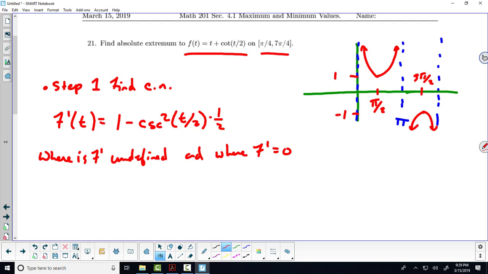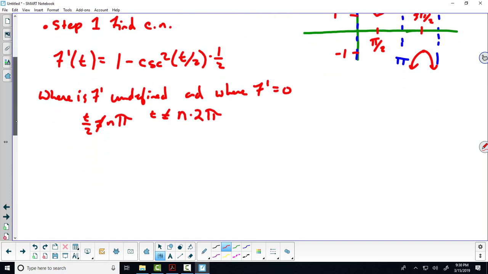So it's undefined at multiples of pi. So what we do not want is t over 2 to equal a multiple of pi, because if it did, then it would be undefined there. So that means we do not want t to equal a multiple of what? Well, if we multiply that 2 over, then we don't want t to equal a multiple of 2 pi. But if we look at where we're talking about our function, we're somewhere in between 0 and 2 pi for t, so we're okay there.